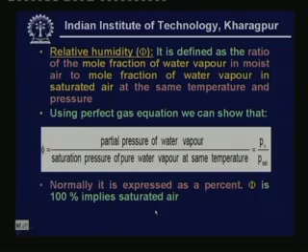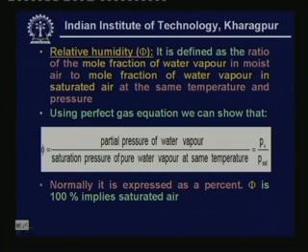Next important property is relative humidity. Its symbol is phi, or sometimes RH is also used. It is defined as a ratio of the mole fraction of water vapor in moist air to the mole fraction of water vapor in saturated air at the same temperature and pressure. So, first of all, it is a ratio of mole fractions of water vapor, that means the actual mole fraction of water vapor to the mole fraction of water vapor in saturated air, at the same temperature and pressure. Here the pressure means the barometric pressure, and temperature means the dry bulb temperature.